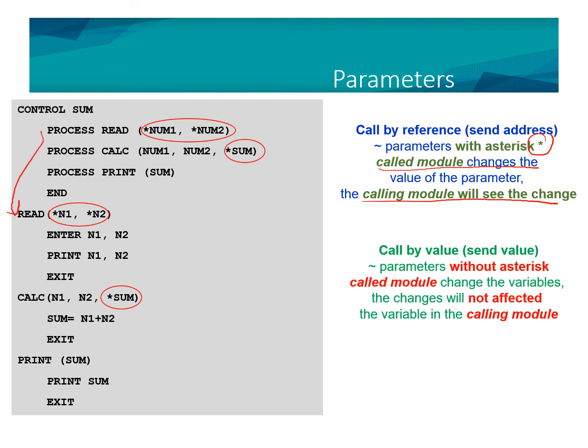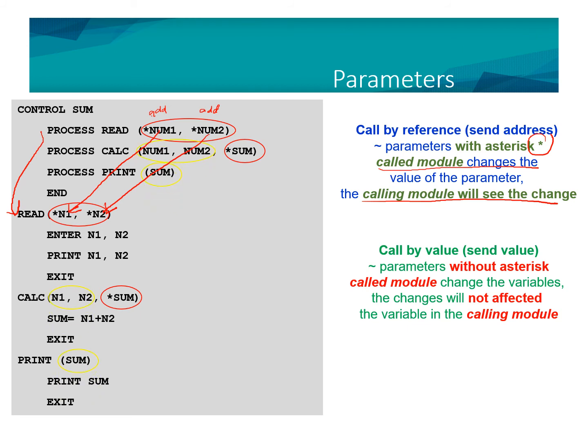You have two parameters, star num1 and star num2, which is the address of the variable num1. Also, this one is the address of the variable num2. Right now, star num1 contains the address of variable num1. Star num2 contains the address of variable num2. We're going to pass this address to this parameter, the other variable as well.